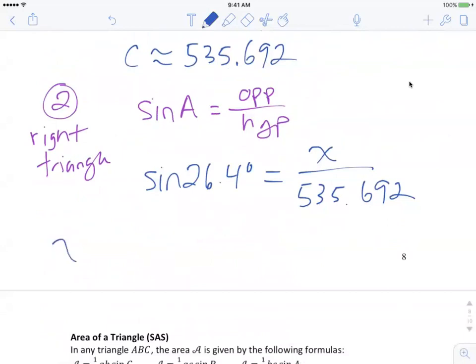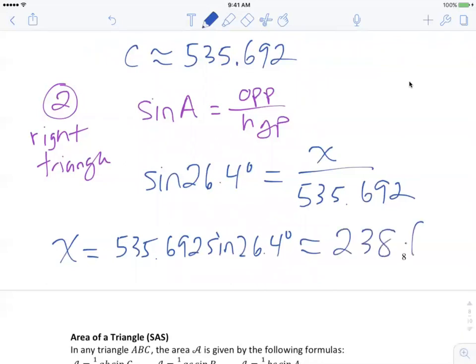So what is x going to equal? If I multiply both sides by the 535.692, I'm going to calculate 535.692 times the sine of 26.4, and that should give me my x. When I calculate that, I'm getting 238, rounded to the nearest foot. And we got it. Woohoo! Okay, so that's solving triangles.